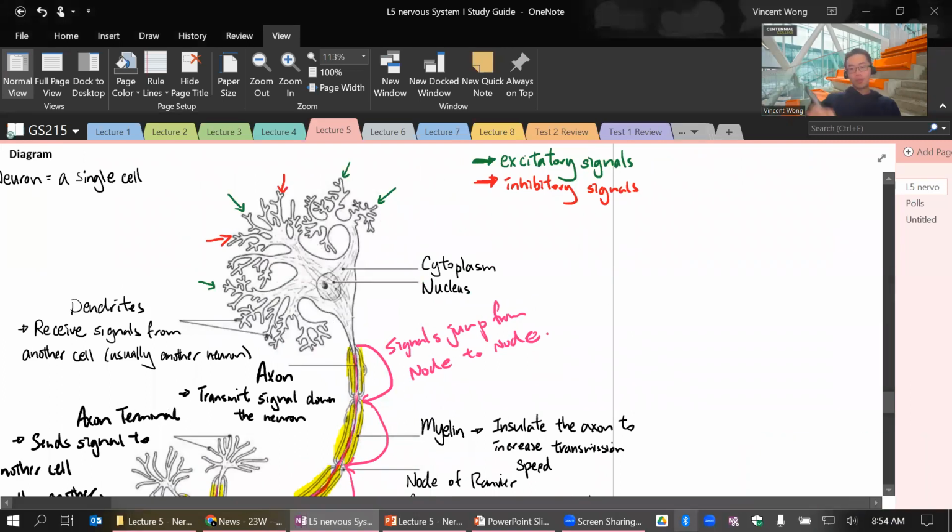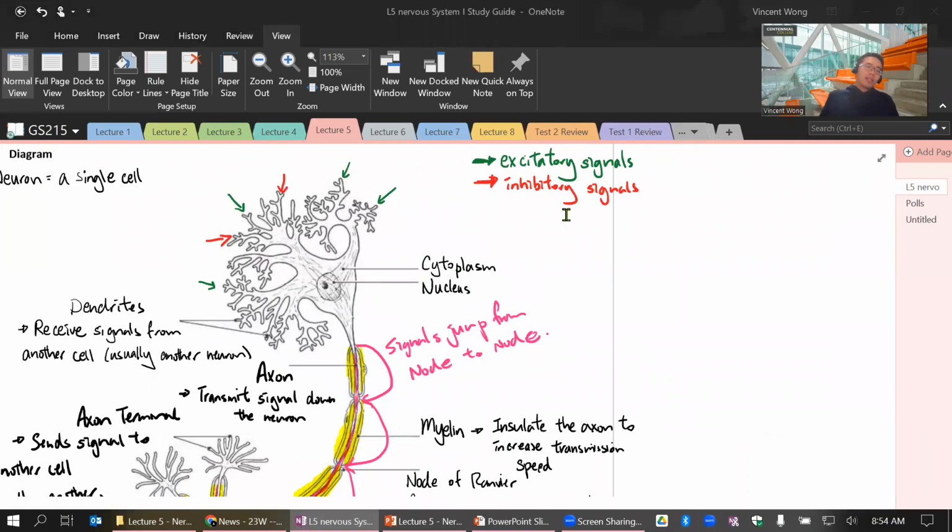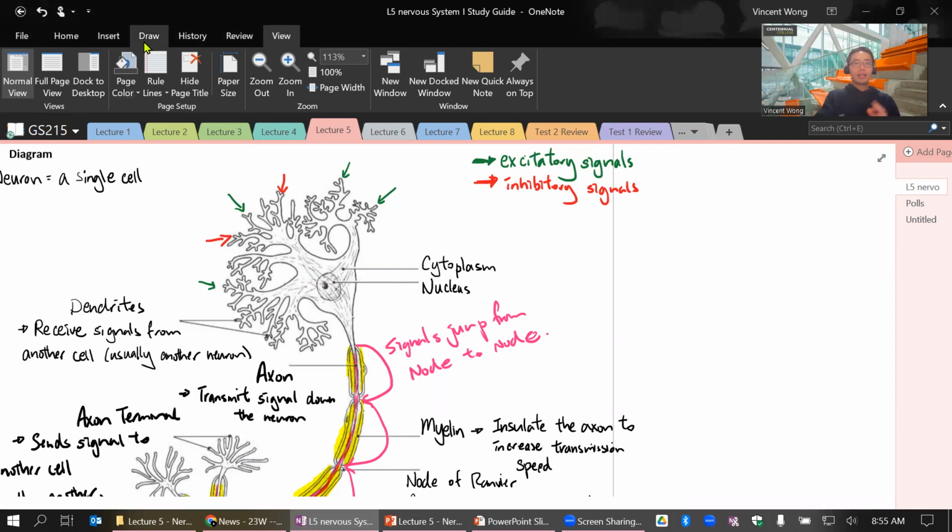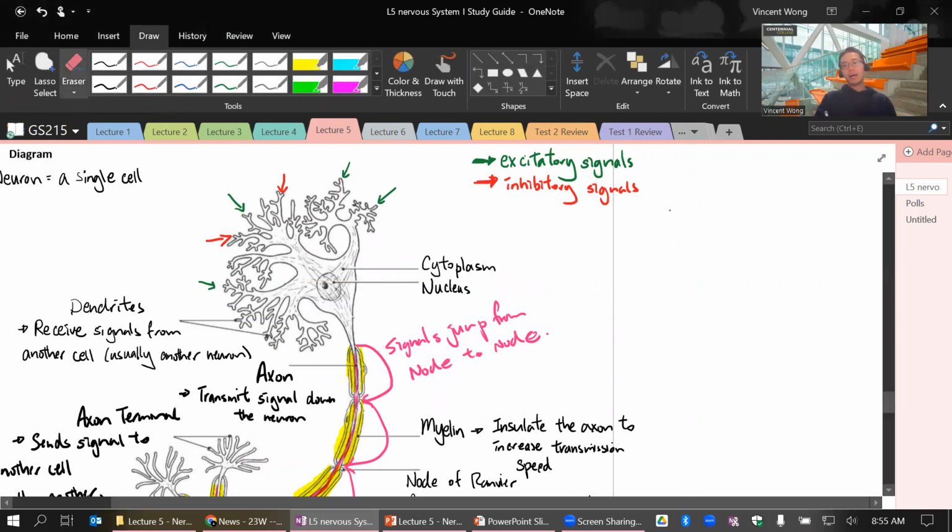Okay, let's go back to here for a brief second, and let me introduce a few other terms to you. So I keep on saying that the dendrites are going to receive a signal from another cell, usually another neuron, but not necessarily. So what is that other thing? Now I'm just going to keep it really brief here, and then I'm going to explain in more detail later on.